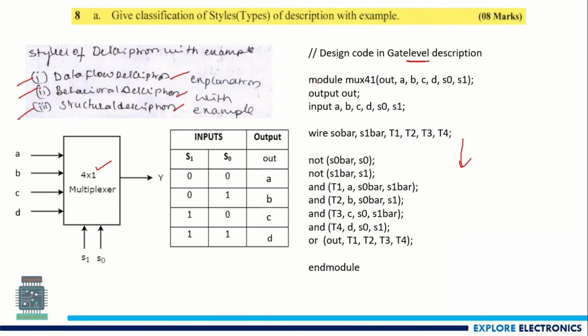Here gate level description, it means a structural description sometimes. So these are the structures we have connected together.